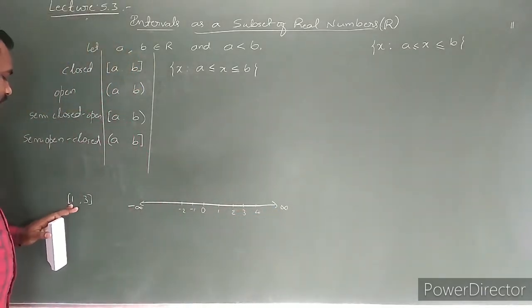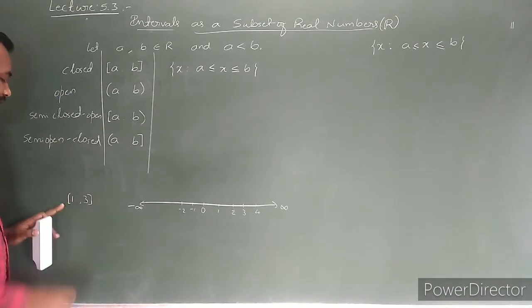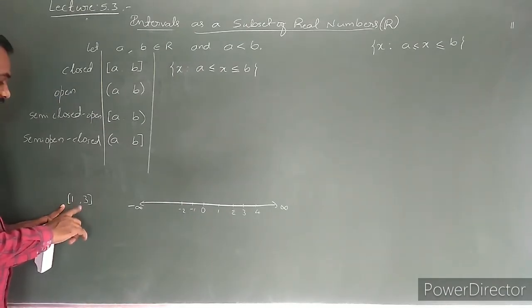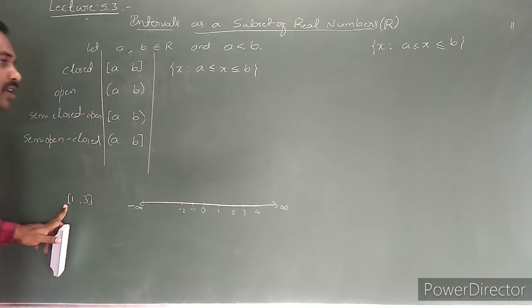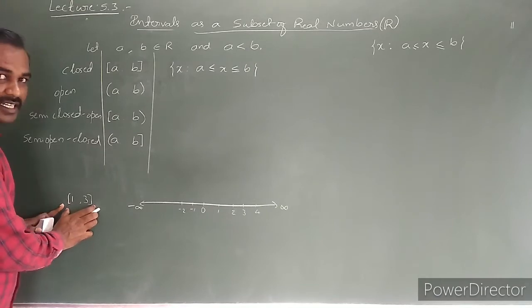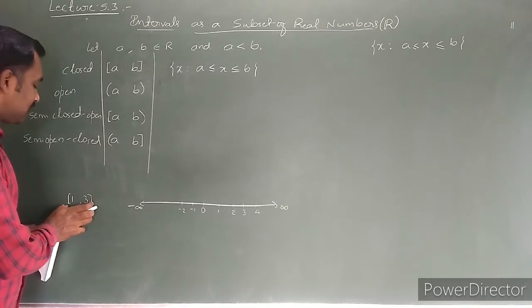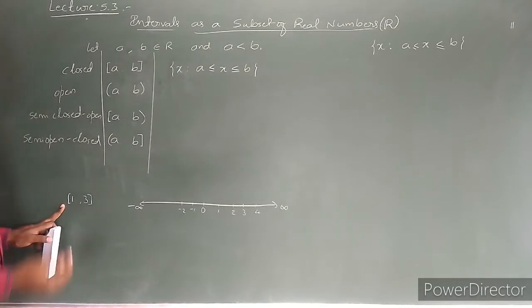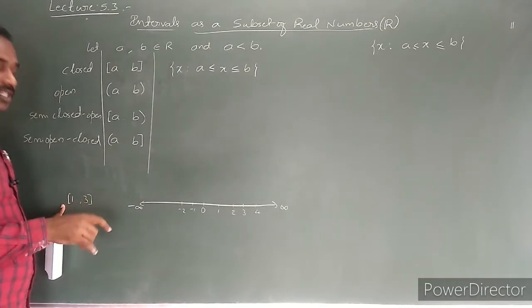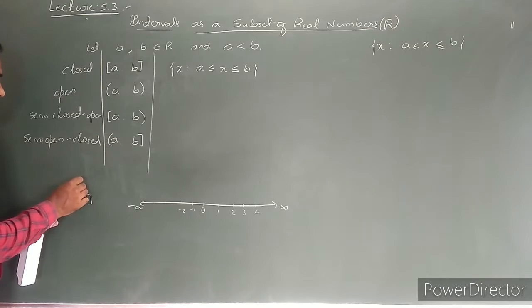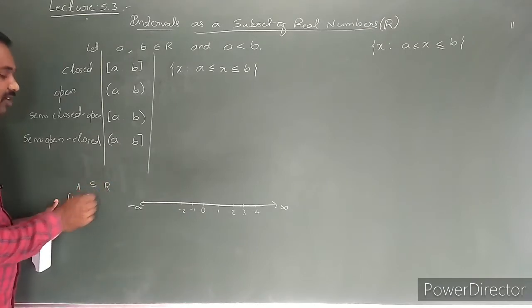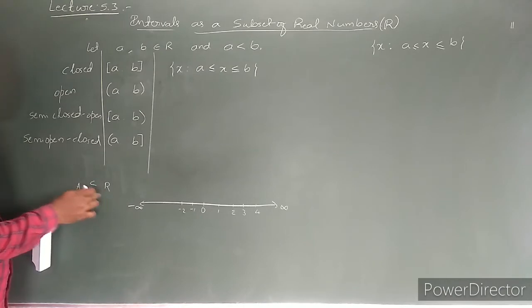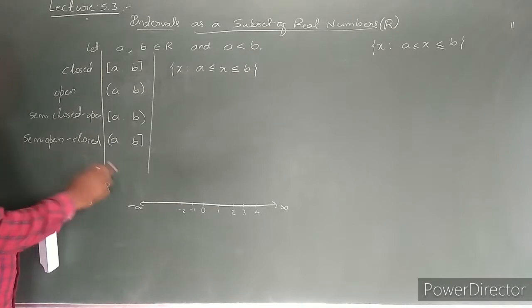Anyway, I need to know what values, what real numbers, are present in this closed interval 1 comma 3. The interval 1 comma 3 is obviously a set, a subset of the real numbers. You already know the definition of a subset. What is a subset? Suppose it is a set A, and set R is another set. A is a subset of the real numbers. Definition: all the elements of the set A must be present in the set R.